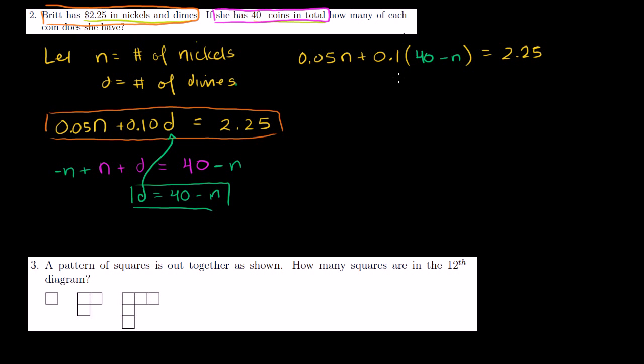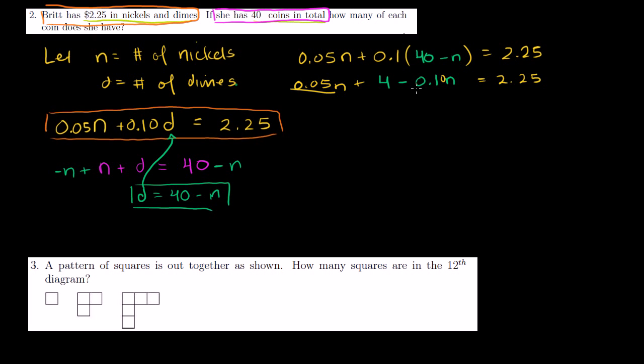And now we can just try to solve for n. So we get 0.05 n plus 0.1 times 40. That is 4. Let me show you that I'm distributing it. So 0.1 times 40, that is 4, minus 0.1 n. I just distribute this times each of these terms, is equal to $2.25. And then what can we do? Well, we can take 0.05 minus 0.1.